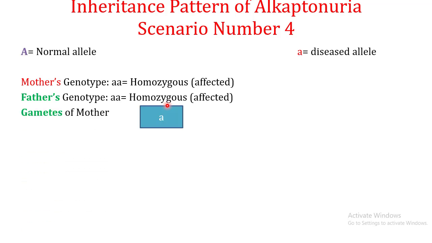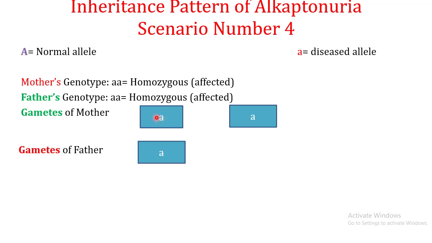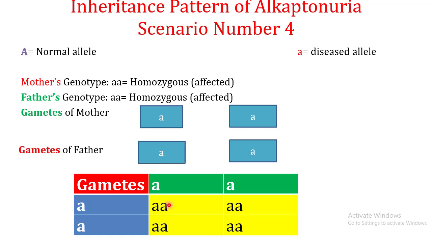If both of the parents are affected, that would mean that all of the gametes made by the mother are going to carry the affected, the diseased allele. If you talk about the gametes of the father, all of the gametes are going to carry the diseased allele, and if you combine them, all of the offspring are going to be affected for the alkaptonuria, and all of them are going to show the symptoms of the alkaptonuria.